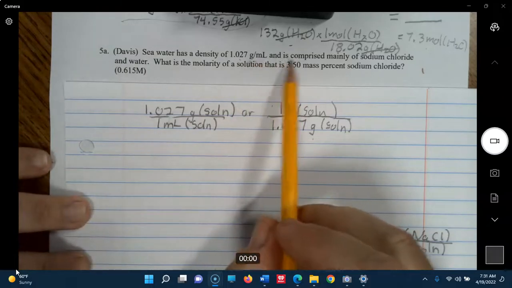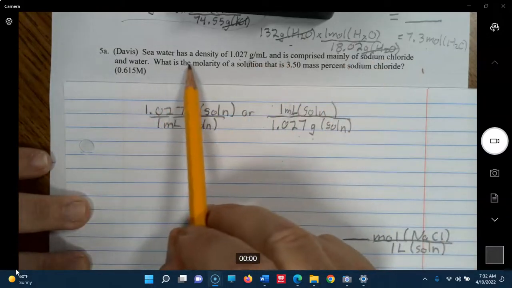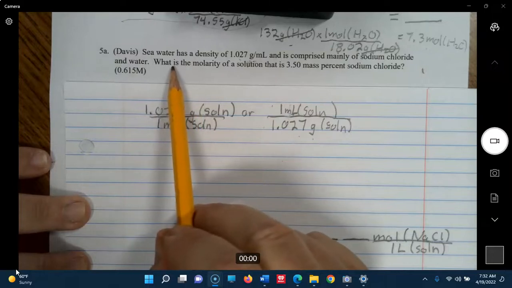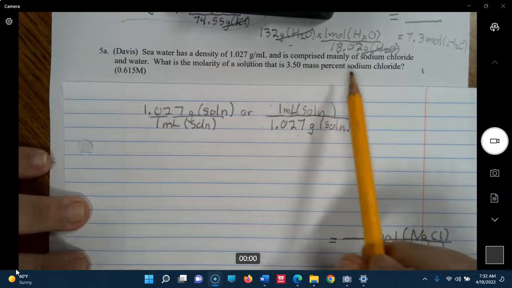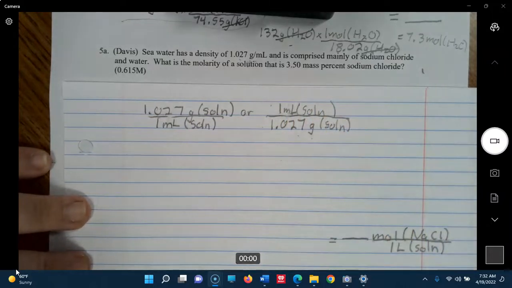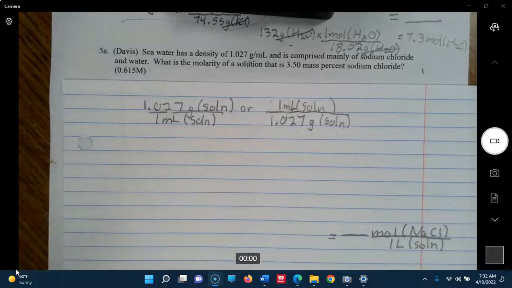Okay? Now, it's comprised mainly of sodium chloride, so we only have one solute, that's sodium chloride. What is the molarity? We wrote that down already. That is 3.5 mass percent sodium chloride. So what does that mean? What does mass percent mean? It means the grams of the solute over the grams of the solution times 100%.